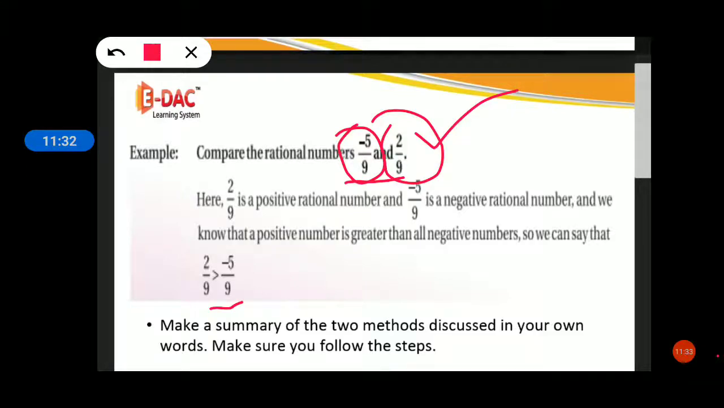Try to solve practice zone 3 fully, that is 1, 2, 3. Both the 3 questions. Thank you students.